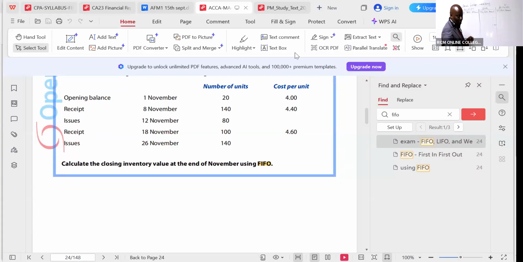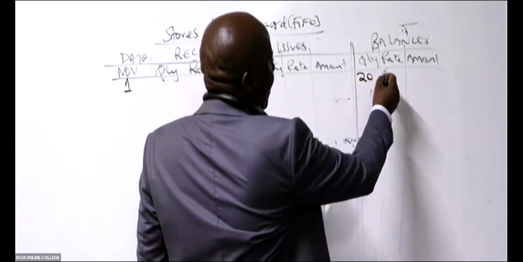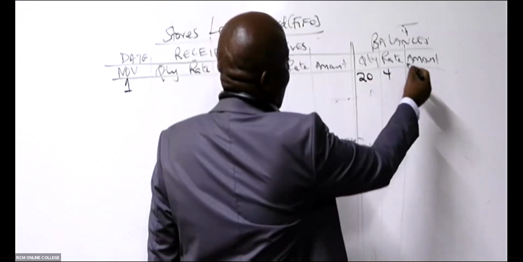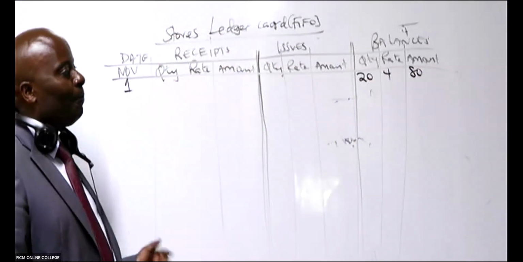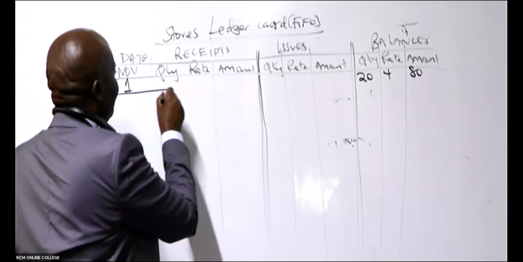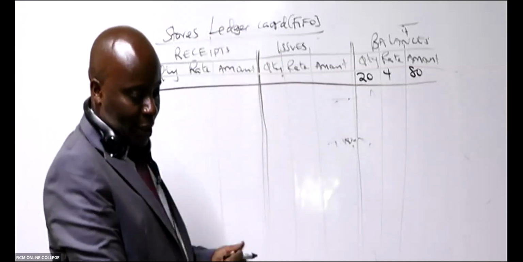20 at 4. Is that okay? So you write here in the balances 20 at 4. So meaning that the amount is how much here, somebody? Because that is the rate, cost per unit. Yeah. So then we go to the next date.